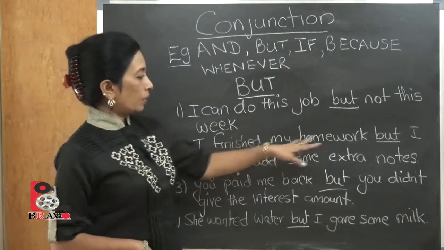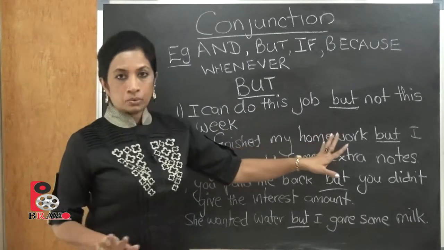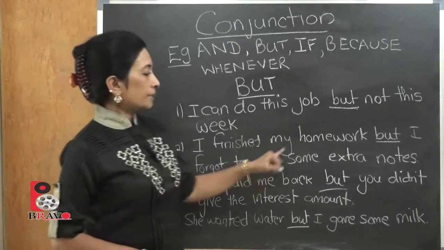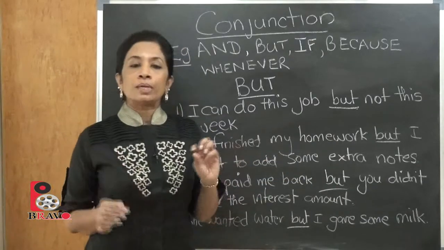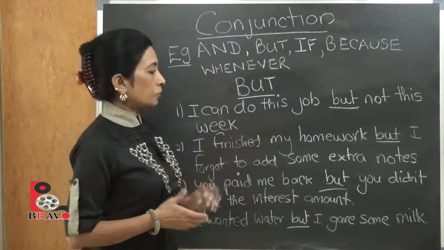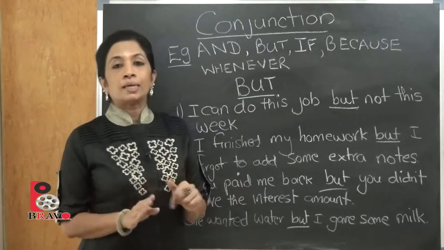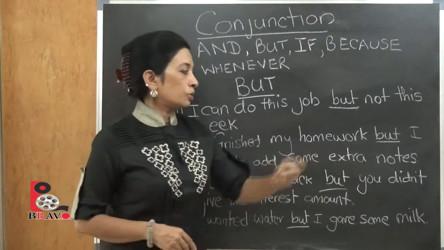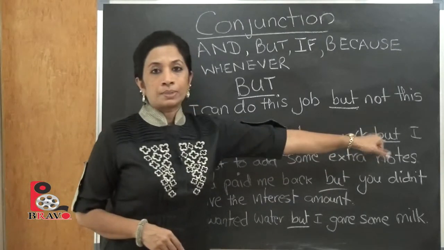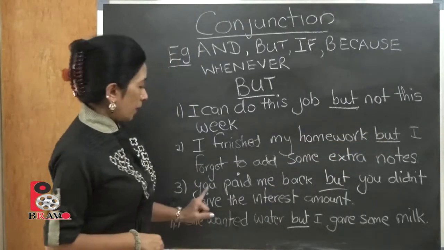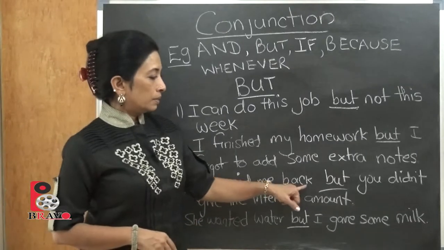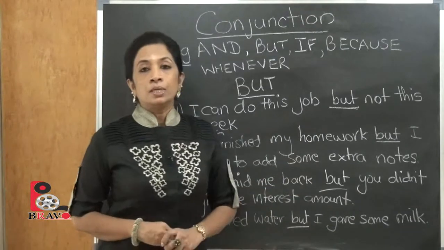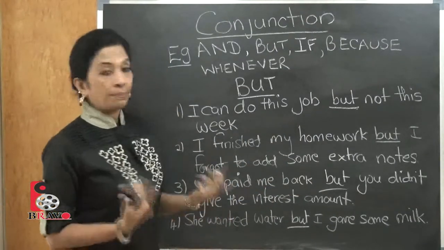I finished my homework. So that's 1. But I forgot to add some extra notes. So I was asked to do some extra notes. I was asked to do my homework. I've done both, but I've just remembered that I have not added some extra notes to it. So but becomes the conjunction word here. You paid me back, but you didn't give the interest amount. So somebody borrowed money, they paid me back.